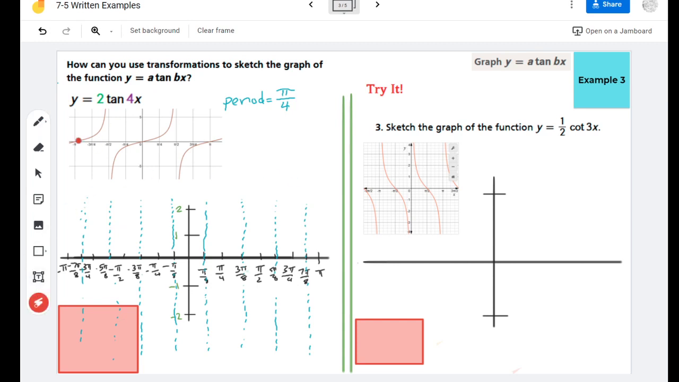So on my parent graph, from negative pi to pi, you can see it happens once, and then if I piece those halves together, I have a tangent swoop twice. So on the parent function, I have 2 swoops. On my adjusted one, where it happens 4 times, I should have 8. So here's 1, 2, 3, 4, 5, 6, 7, and then a half makes 8. So that's why there's so many of these, because we have 4 times as many of them happening in the same interval. Okay.